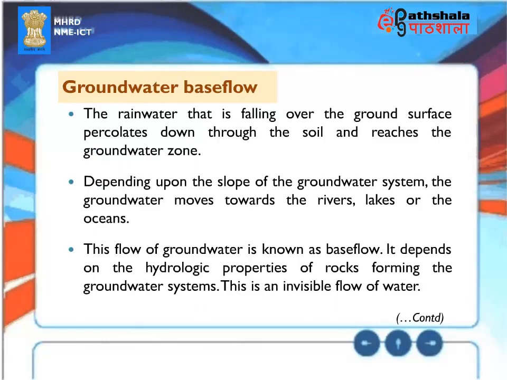Groundwater baseflow. The rainwater that is falling over the ground surface percolates down through the soil and reaches the groundwater zone. Depending upon the slope of the groundwater system, the groundwater moves towards the rivers, lakes, or the oceans. This flow of groundwater is known as baseflow. It depends on the hydrologic properties of rocks forming the groundwater systems. This is an invisible flow of water.